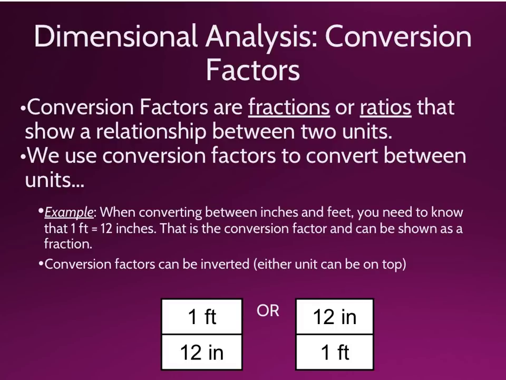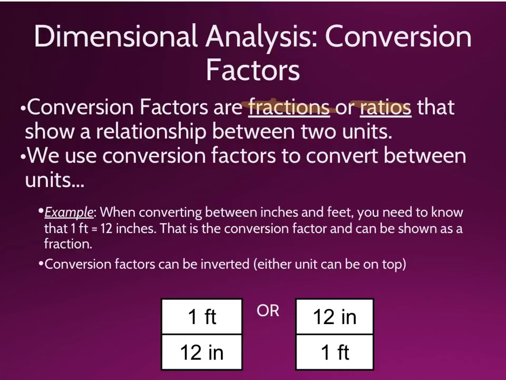And in order to do that, we need to have something called a conversion factor, which are fractions or ratios that show a relationship between two units. So we've got two units that we're going to show, and we need some sort of fraction or ratio in order to relate the two units and to do something with them. So for an example, when converting between inches and feet, you need to know that 1 foot equals 12 inches. You need to form a relationship between the two so that you can actually convert between them.